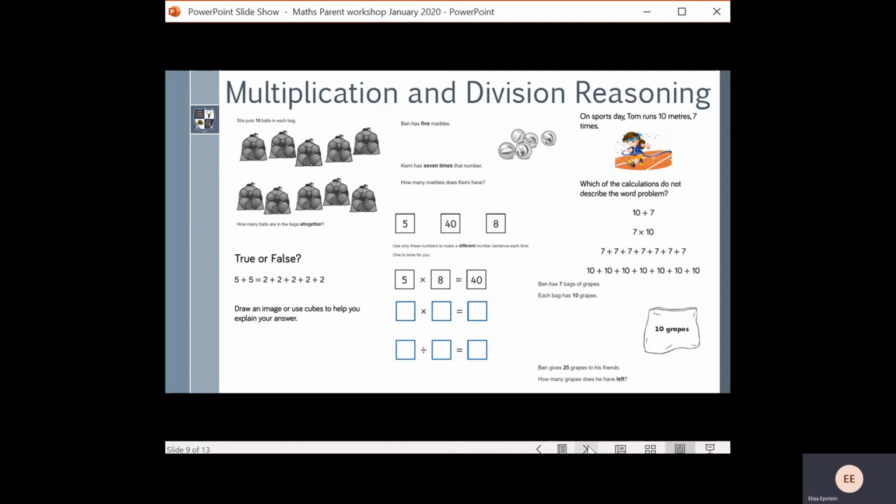There's also a 2-step problem at the bottom there, which says Ben has 7 bags of grapes. Each bag has 10 grapes. Well, 7 lots of 10 or 7 groups of 10 is 70. He gives 25 grapes to his friend. How many does he have left? Which draws on their subtraction knowledge. They need to be able to do 7 times 10 and then take away the 25.